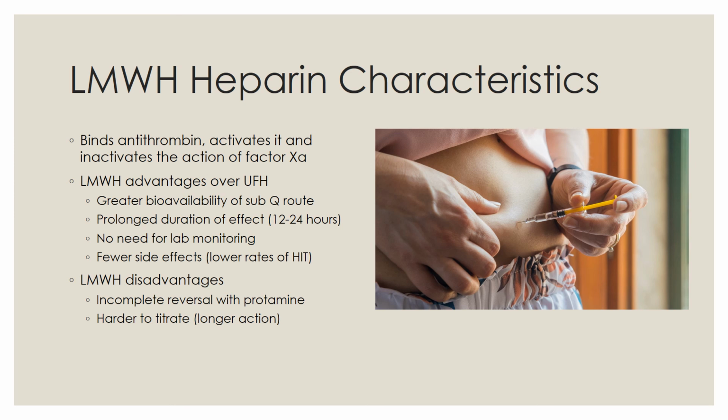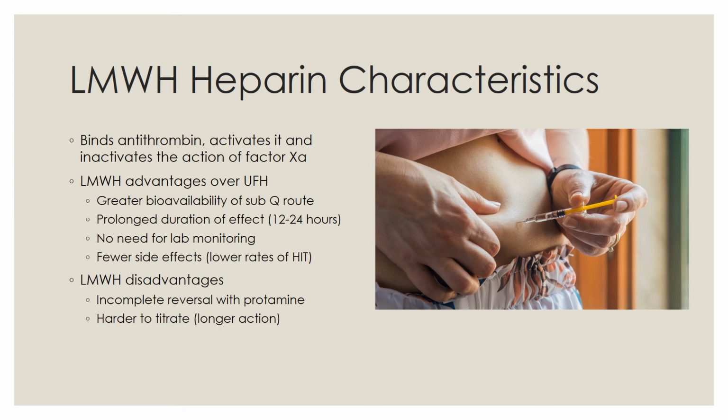All right, our next question is about low molecular weight heparin and the characteristics of this drug. So, as all heparins do, they bind to antithrombin 3 and activate the antithrombin 3 complex. And then this inactivates the action of factor 10A. There are some advantages of low molecular weight heparin over unfractionated heparin. It tends to have a greater bioavailability when given by the sub-Q route. There's a prolonged duration of action, so you have to take fewer injections.